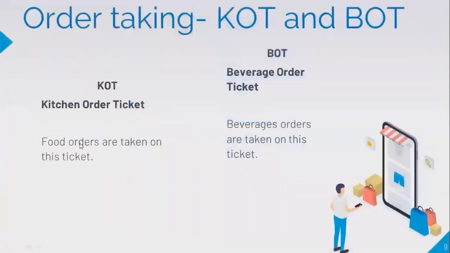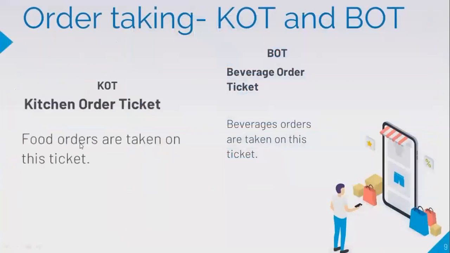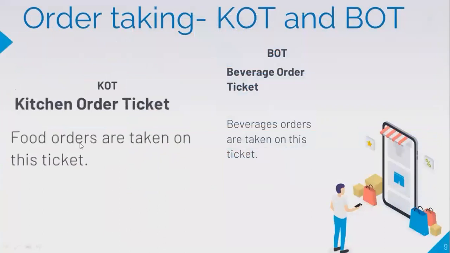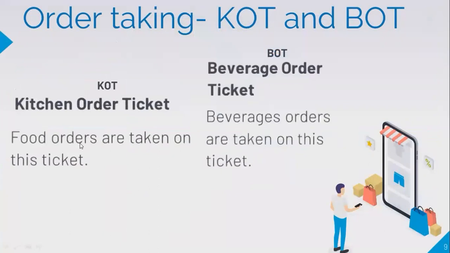Now, let's understand what is KOT and BOT because we're going to use these terms again and again. KOT is kitchen order ticket. Food orders are taken on this ticket. BOT is beverage order ticket. Beverages and their orders are taken on this ticket.